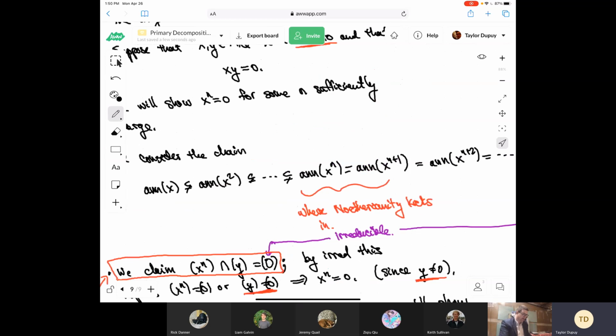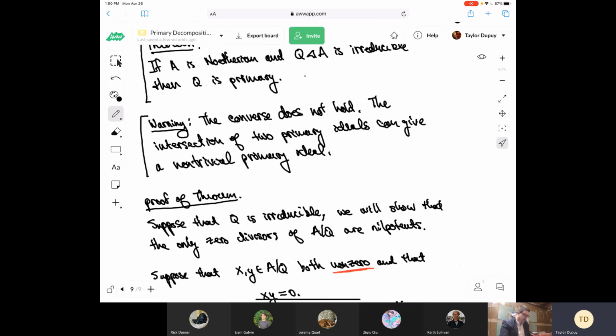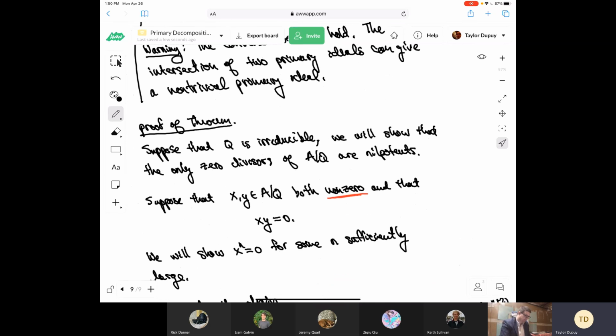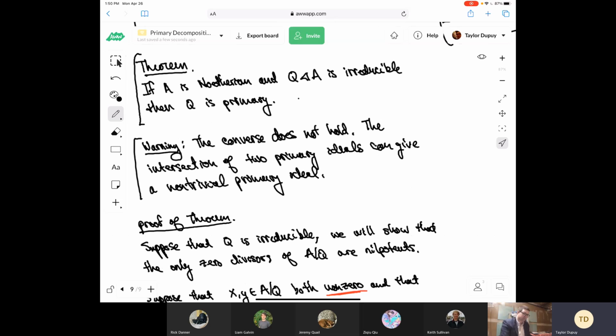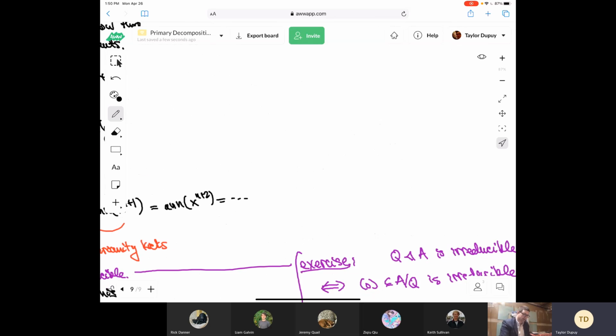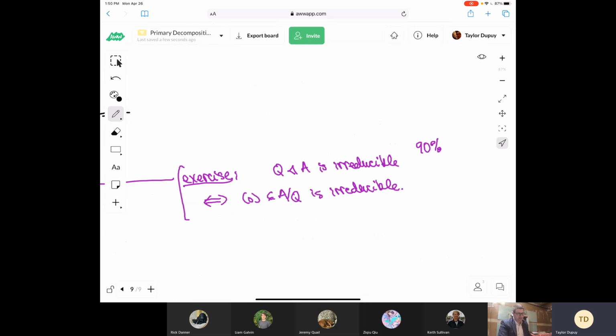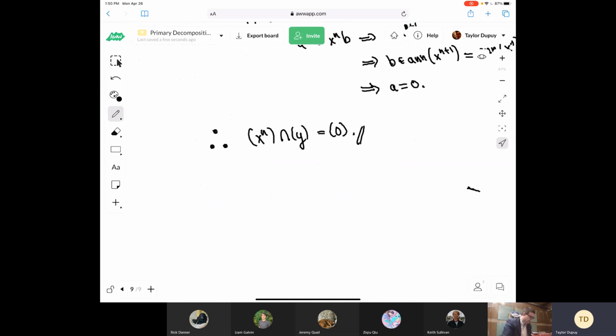All right. So we proved that Q was primary if it was irreducible, and it depends on the fact that you can check that something is irreducible by checking that the 0 ideal and the corresponding quotient is irreducible. All right, any questions on that?